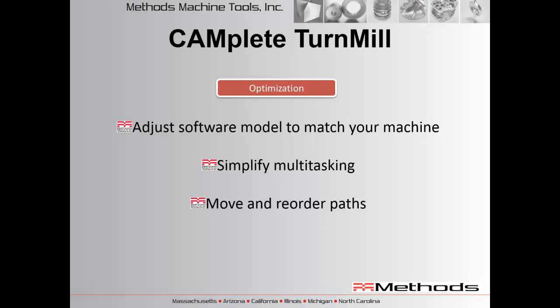So from an optimization standpoint, you can adjust the software model to match your machine. It simplifies multitasking. You don't have to stand in front of the machine and change things around. You can do it all offline while you're still making parts. And it is so easy to move and reorder toolpaths. Watch this next slide and see how easy this is.